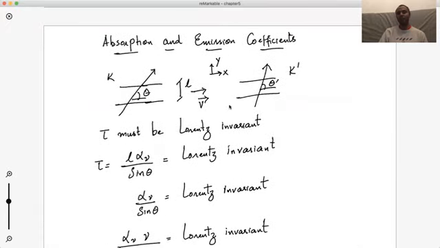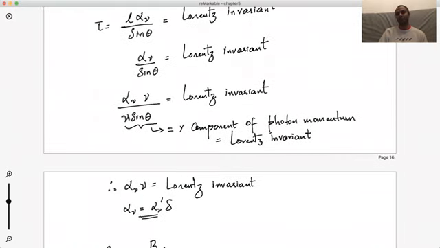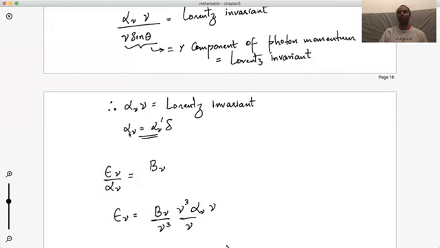And of course, the relative velocity, the boost, is along the x-axis. So the y component of the momentum cannot change. So nu sine theta has to be a Lorentz invariant because that is just some fundamental constant times the y component of the photon momentum. That means that alpha nu times nu also has to be Lorentz invariant because the ratio is Lorentz invariant. And you know how nu transforms. So now you know how alpha transforms.